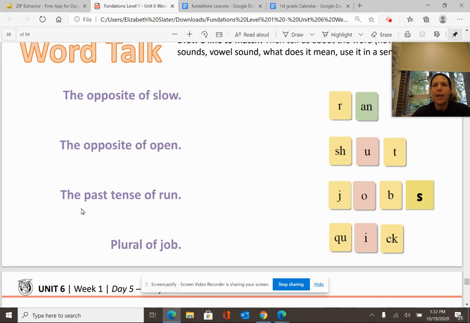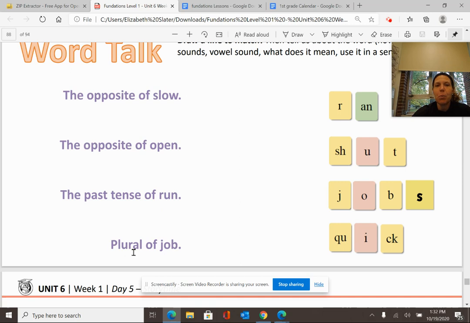The next one, the past tense of run. So if I wanted to run right now, I would go run. But if I did it yesterday, I would say this word. Does anyone know what it is? It is the word ran. Good. Ran with that glued sound in it. We don't tap each letter, we tap that sound.